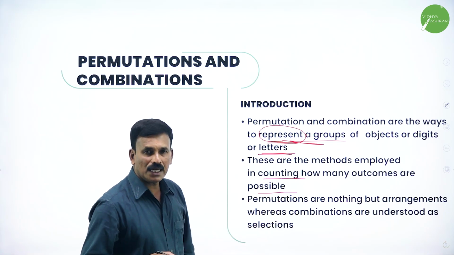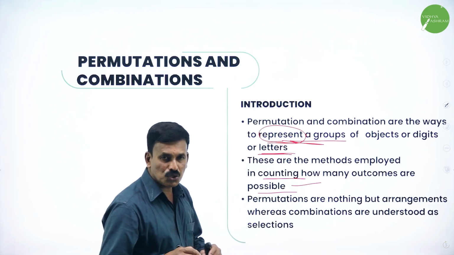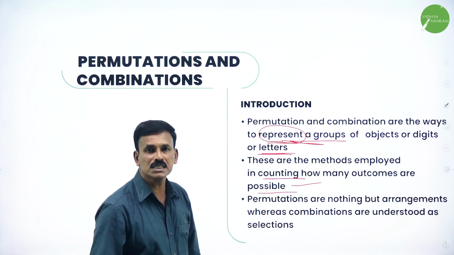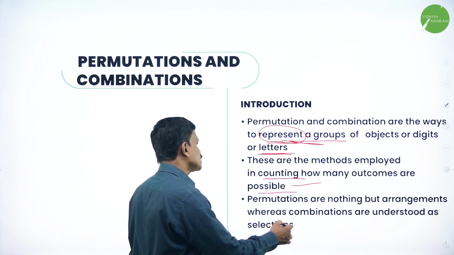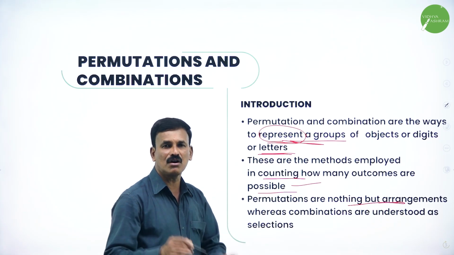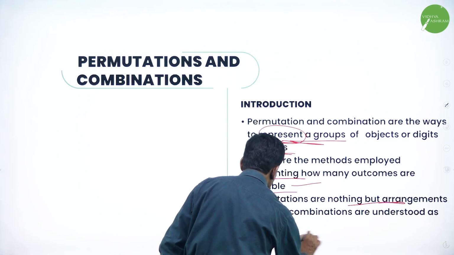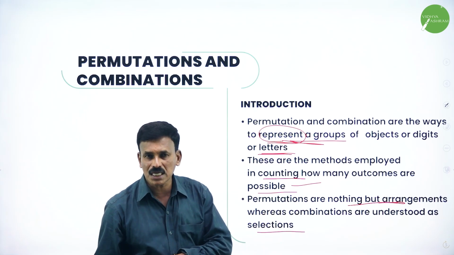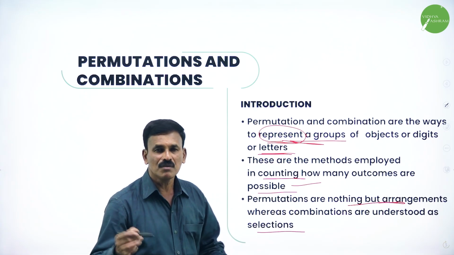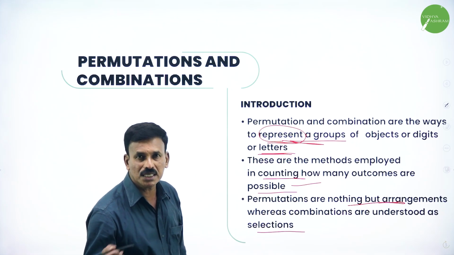Now these are the methods employed in counting how many outcomes are possible. So to count how many outcomes are possible, we are going to use the concept of permutations and combinations. Permutations are nothing but the arrangement of elements. The arrangement of n elements taking r at a time is called the permutation, whereas the combination is nothing but the selection. So combination is the selection, permutation is the arrangement. So that is the meaning of permutations and combinations.